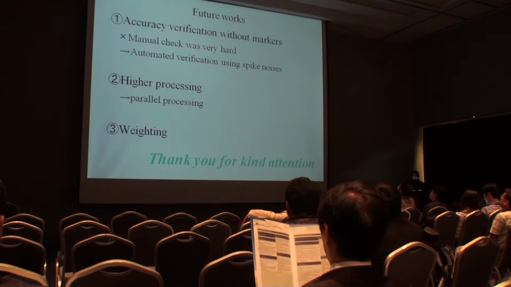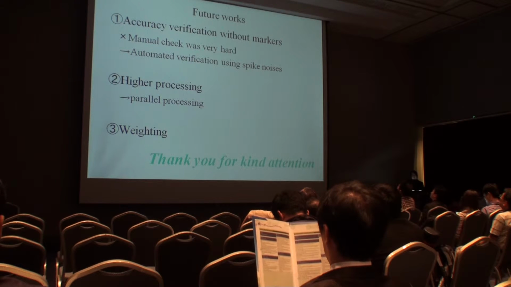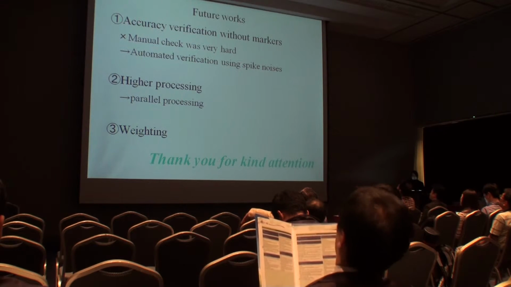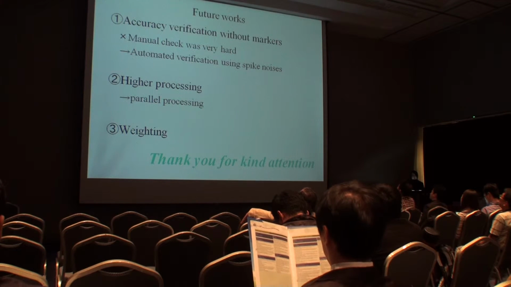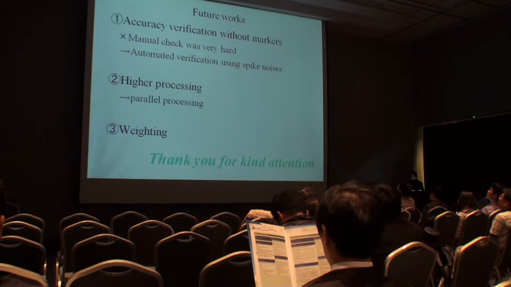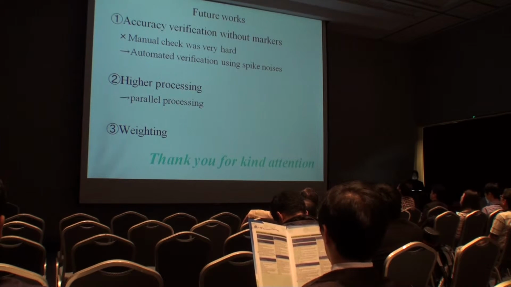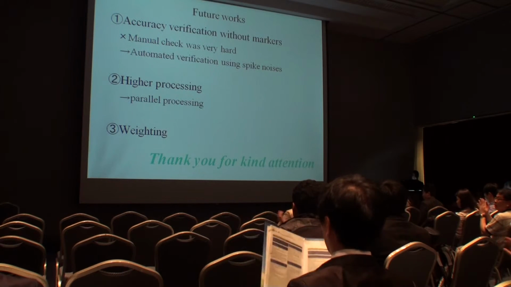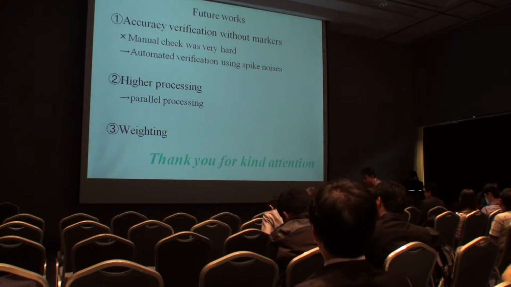Here, this slide shows our future works. The first is accuracy verification without markers, and the second is higher processing speed, which will be achieved with parallel processing and weighting accuracy. Thank you for your kind attention. Questions or comments?